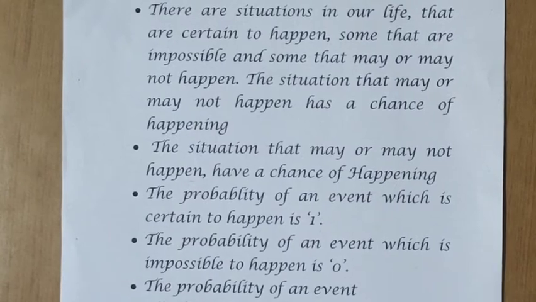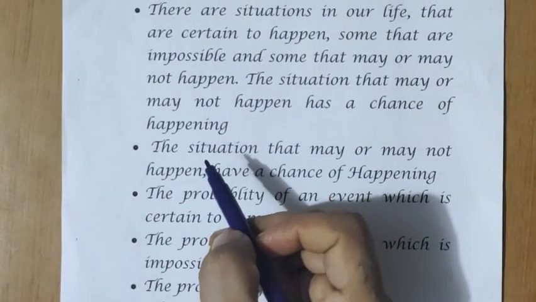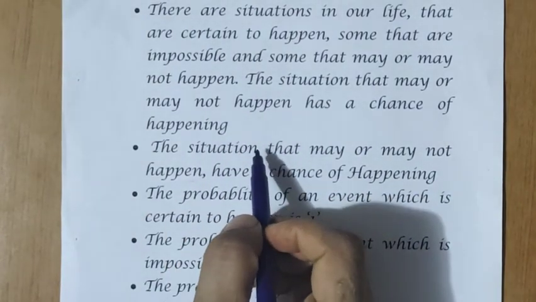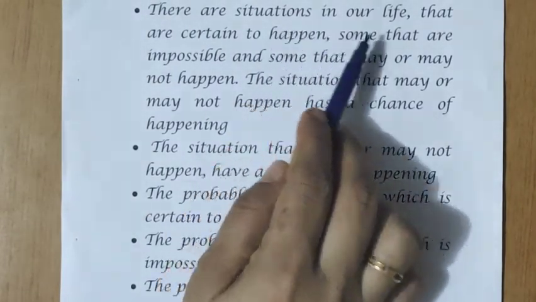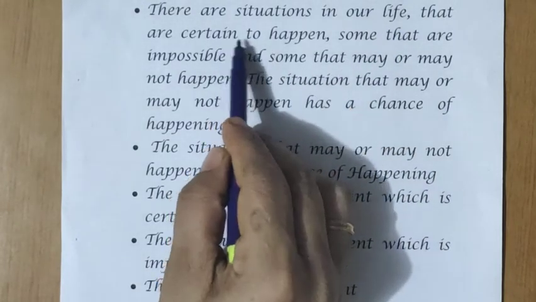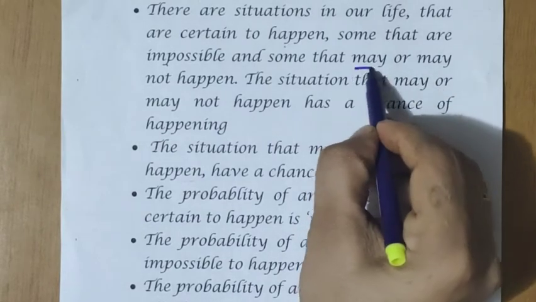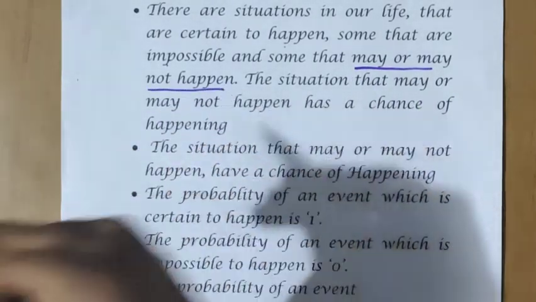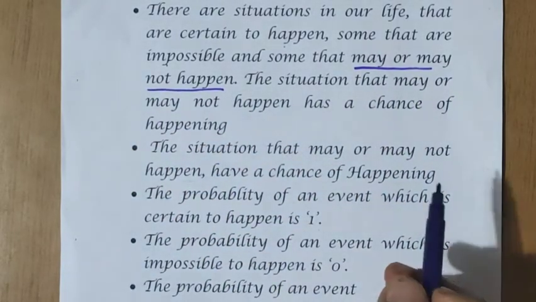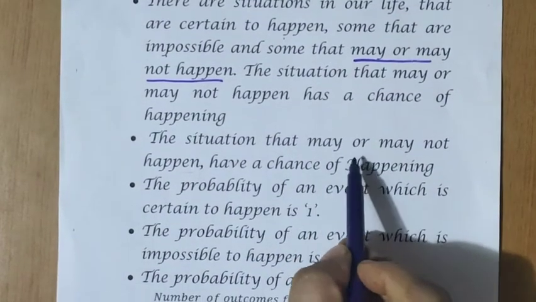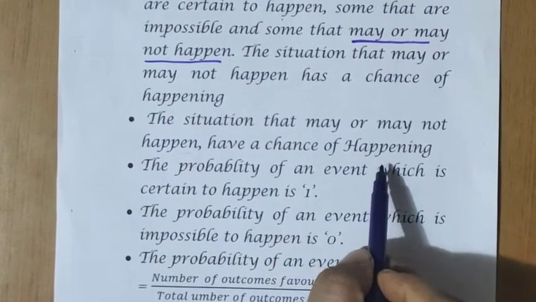There are situations in our life that are certain to happen, some that are impossible, some that may or may not happen. The situation that may or may not happen has a chance of happening. This only we are learning with the probability idea in this chapter. So may or may not happen situations come under the criteria of probability.